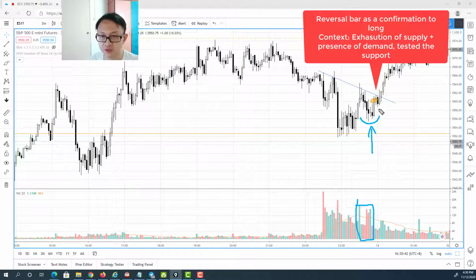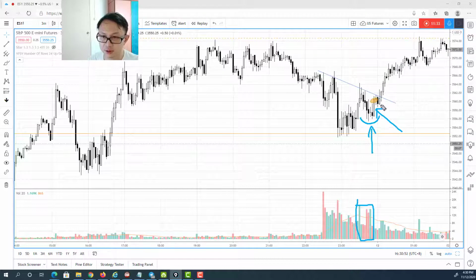So right after the confirmation bar, which is this bullish big spread bar, that could present a good long entry. You can see that this is slightly earlier than trading the pattern breakout right there. It's about 1, 2, 3, 4, about 4 bars earlier, about 12 minutes earlier.